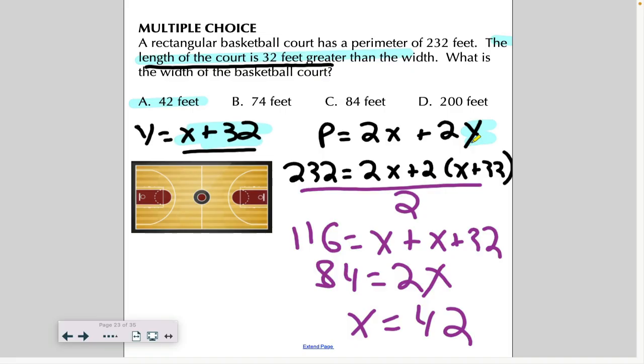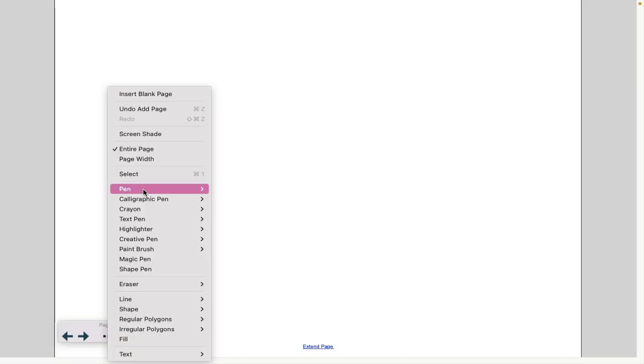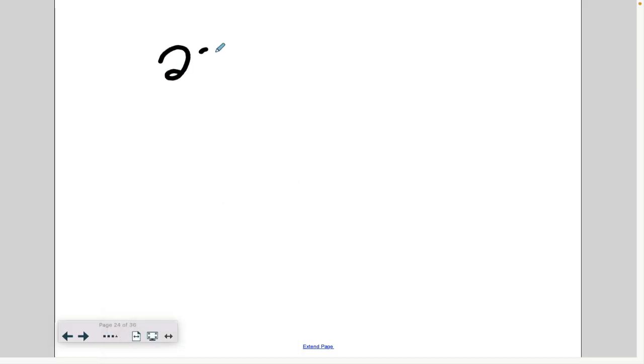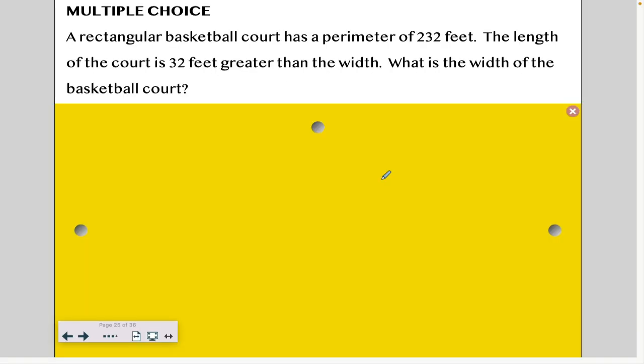Should not have given people problems. Okay, just be careful. If you want to make the numbers smaller, if 232 is equal to 2 lengths plus 2 widths, then what must be true right out of the gate? Half of it is equal to 1 length plus 1 width. Okay, so that's how you should have gone about that one.